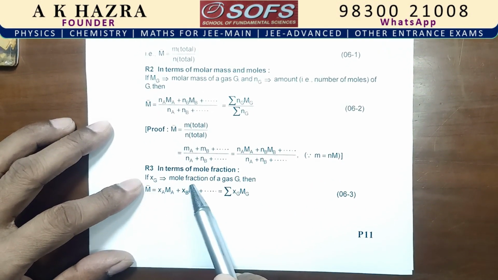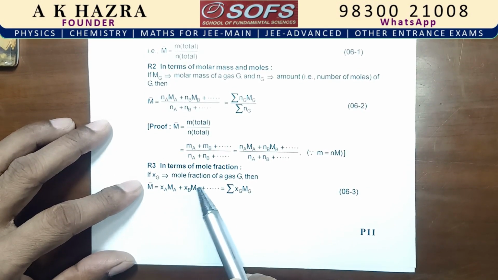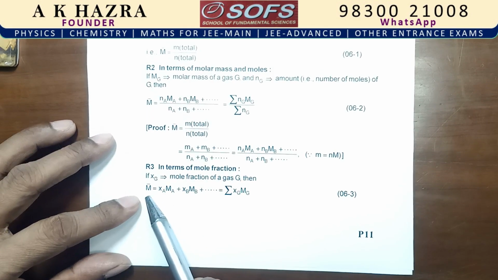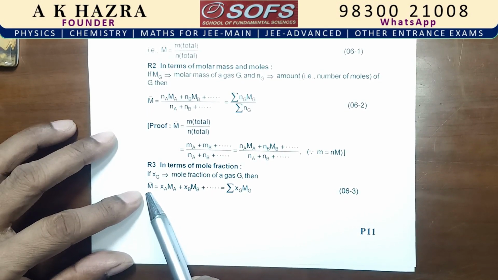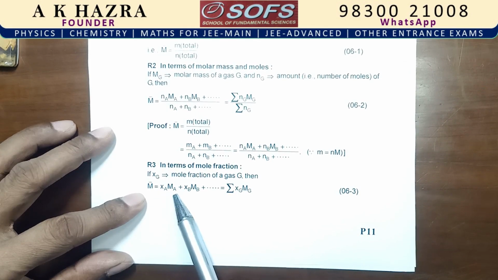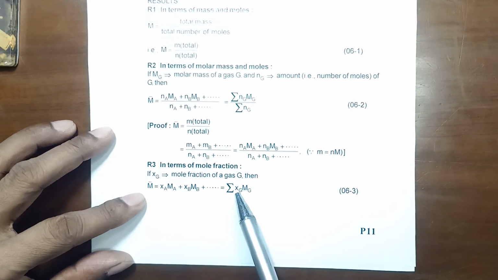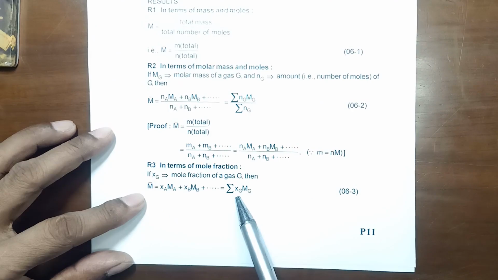Now the third result, in terms of mole fraction. If Xg implies mole fraction of gas G, then the average molar mass equals mole fraction of A into molar mass of A plus mole fraction of B into molar mass of B. So also you can apply the sigma concept. Sigma Xg Mg means Xa Ma plus Xb Mb and so on.